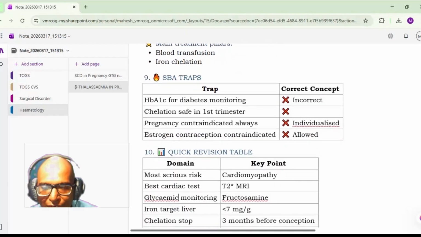Okay, so HbA1c for diabetes monitoring is not advised. Chelation is not safe in the first trimester. Pregnancy is not contraindicated always. Whether a patient can become pregnant depends upon fertility status, and the case is to be individualized. Estrogen contraindicated here? No. Okay, it is allowed. While in sickle cell disease, estrogen is a second line. Okay, estrogen containing pills will be second line.